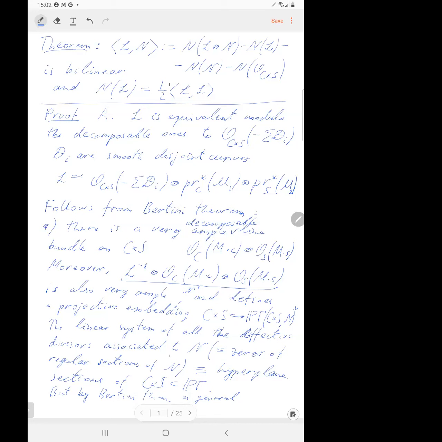And that's what I'm writing down. A general hyperplane section is smooth, and that's it. So it's a union of connected components, and each connected component is smooth, and all the connected components are disjoint by the very definition.